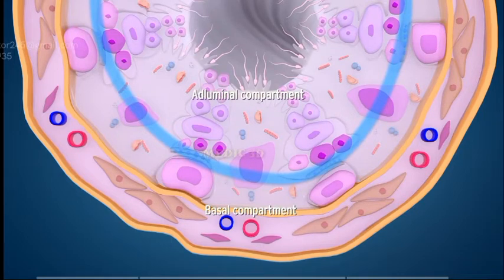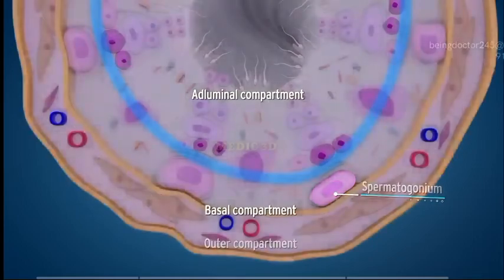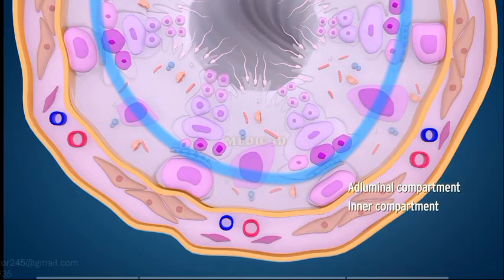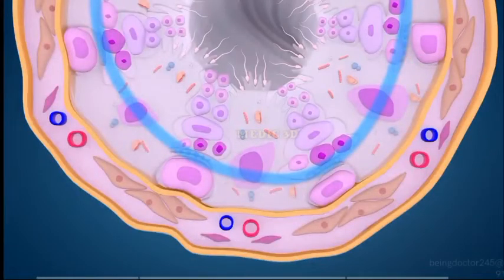The basal compartment is the outer compartment which majorly consists of spermatogonium. The spermatogonium is in close contact with the blood vessels, and there is an exchange of substances. The adluminal compartment is the inner compartment of the Sertoli cells, which contains primary and secondary spermatocytes and spermatids. Thus, the tight junction separates both the compartments of the seminiferous tubule, leading to the formation of the blood-testis barrier.